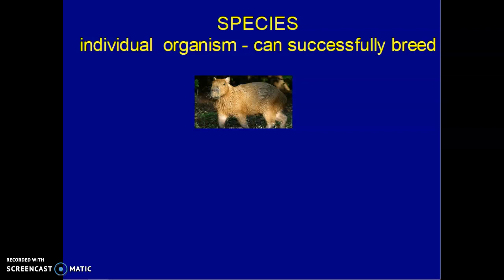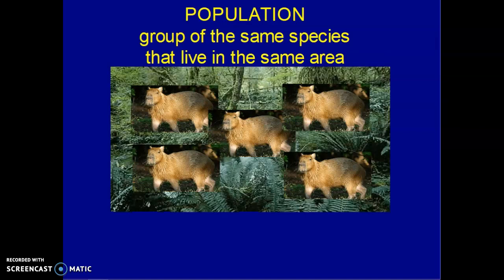He's related to beavers over here in the United States. So obviously this capybara can only mate with other capybara. So a species is one individual organism. Okay? Now, when you move up and you count all the capybara that are in one particular ecosystem, then that would be a population. Okay?